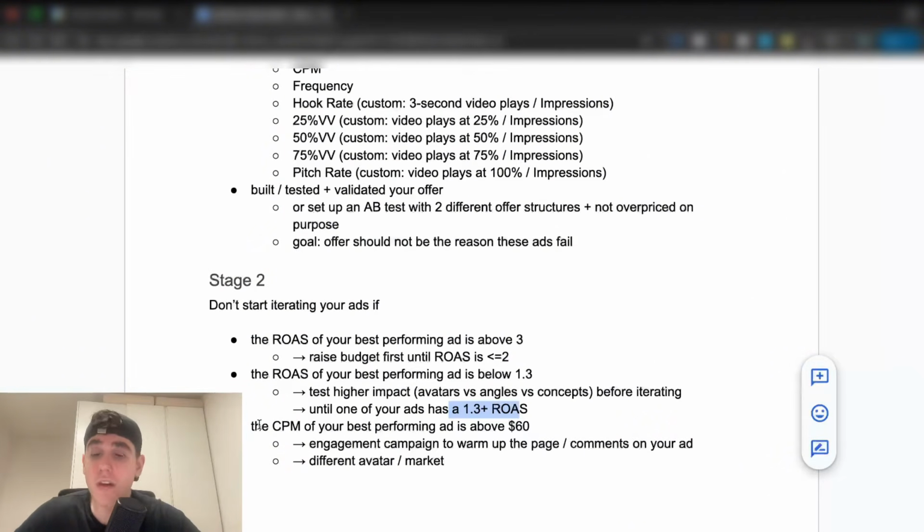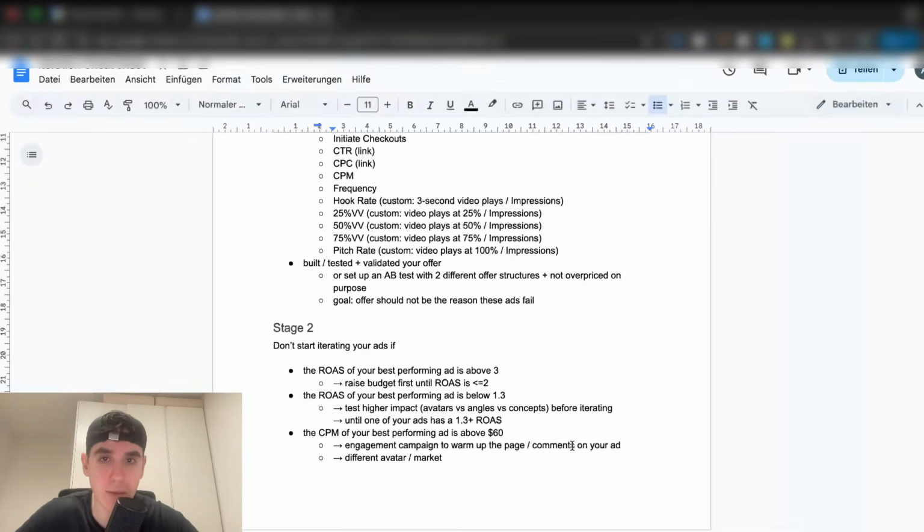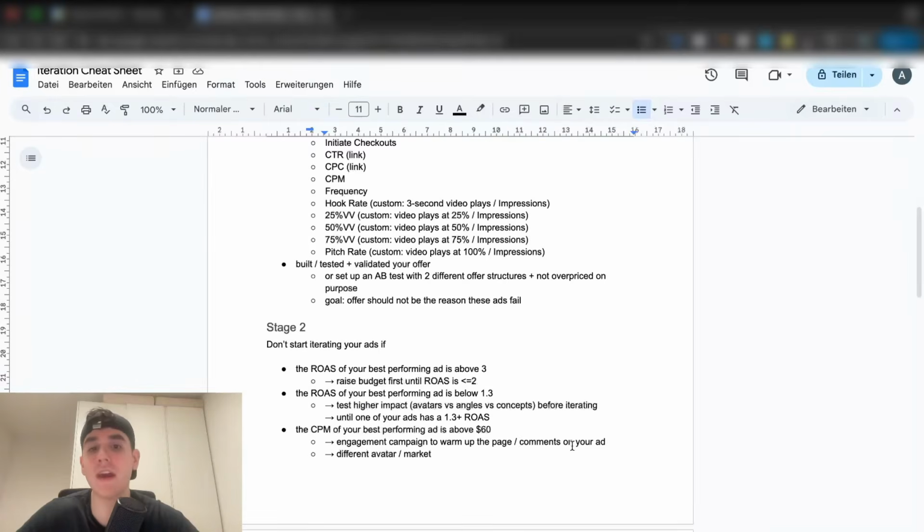And then the third case where you still want to start iterating, if the CPM of your best performing ad is above $60. Why? Because essentially this is not going to be scalable. This is going to be super difficult to iterate. You can't iterate your way out of a bad CPM. So what I would do, two things: engagement campaign to warm up the page and get comments on your ad, and maybe change the avatar in the market. This is obviously optional. I definitely run the engagement campaign and definitely start to rage bait people into commenting.